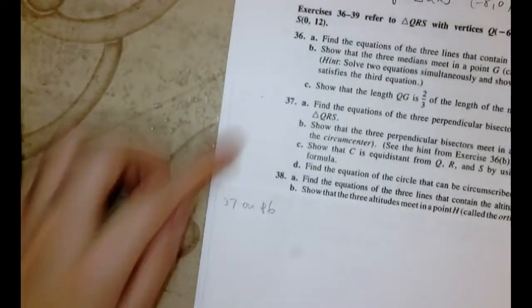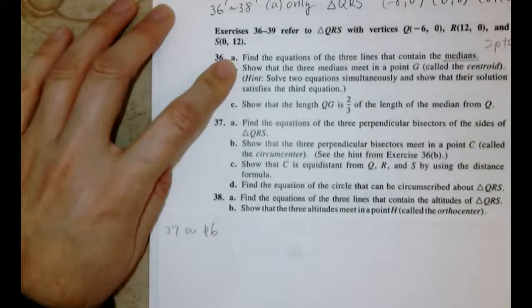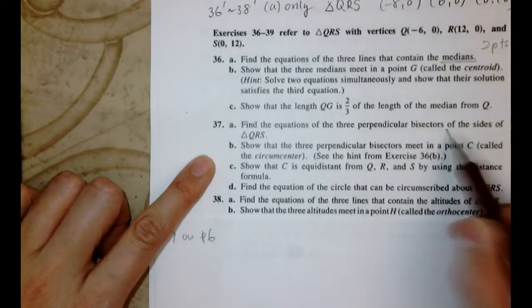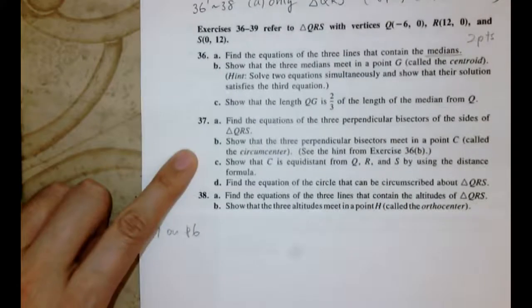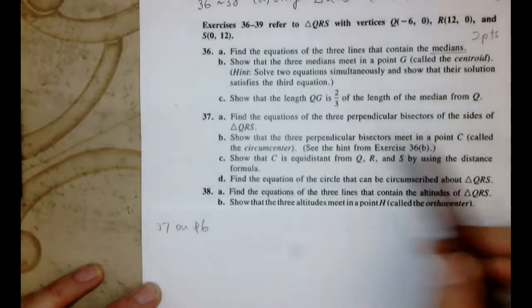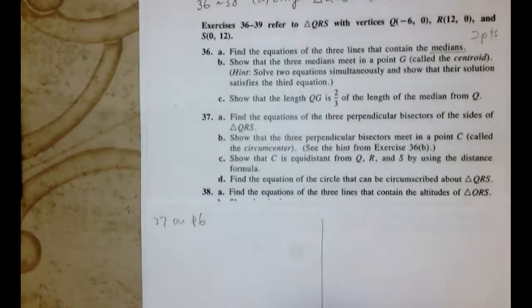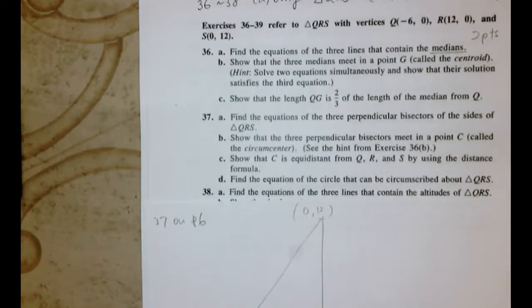Right now we're going to do 37 on page 6. So we just did the medians, okay, and now we're going to do a perpendicular bisector, which we kind of did in the other problem that had the 3 points and have to find the circle. It's the same math, but let's just do this, okay? So it's the same points: -6 and 0, and 12 and 0, and 0 and 12. Okay, so that's the same triangle.